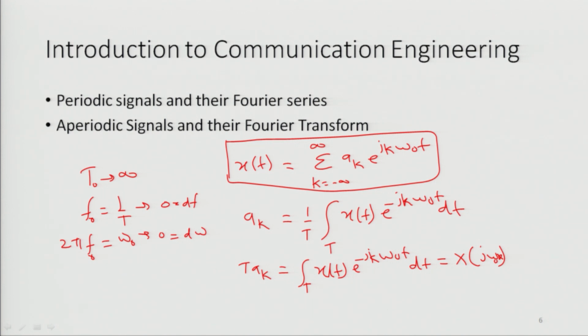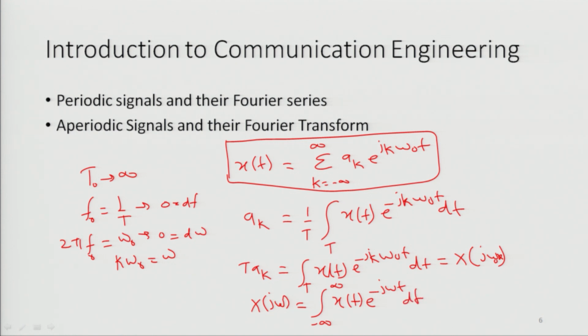In multiples of d omega, when we vary k as 0, 1, 2, 3 like that, then k omega naught becomes omega. When k varies from minus infinity to plus infinity, omega varies from minus infinity to plus infinity. Now, this equation can be converted into X(j omega) equals integral from minus infinity to plus infinity of x(t) e to the power minus j k omega naught t, e to the power minus j omega t dt.